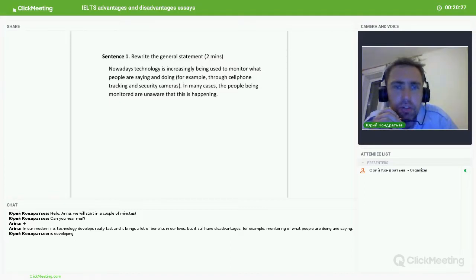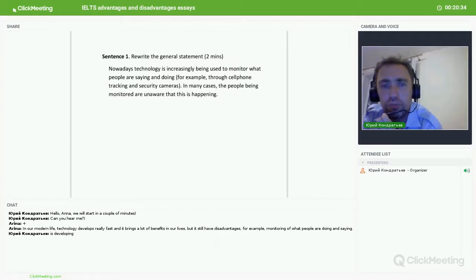In my opinion, sounds better, but it still has disadvantages. And then it's better to stop here, to put a full stop, and then there's another. For example, monitoring of what people are doing and saying. Okay, that's fine. So what you can do to improve.